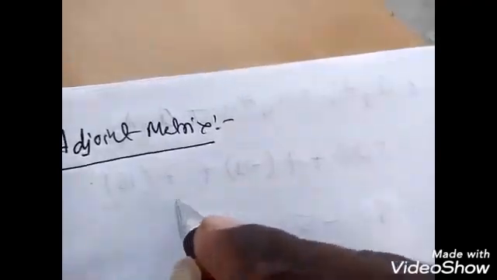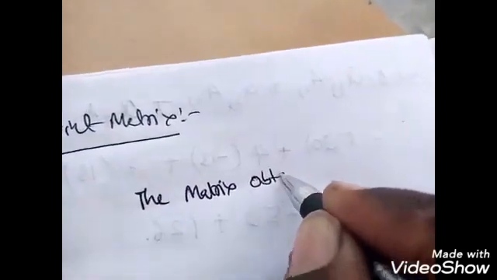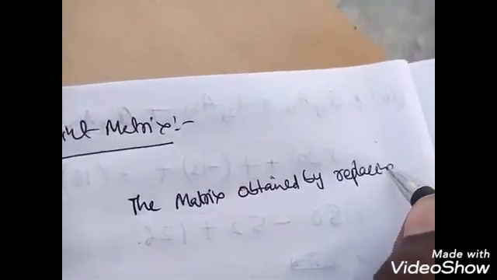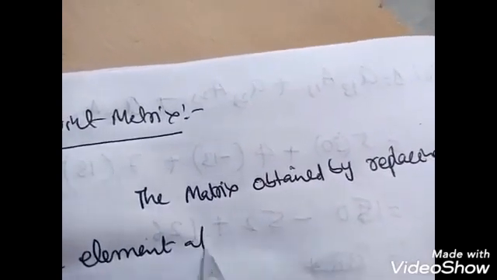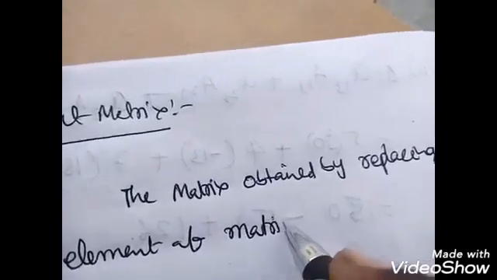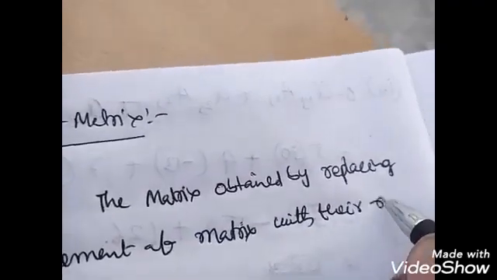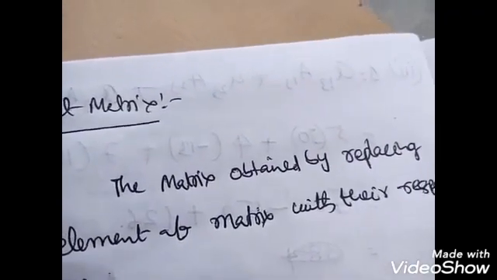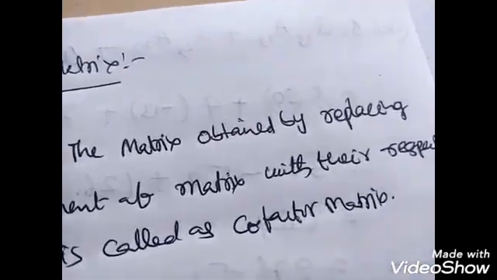The matrix obtained by replacing the elements of a matrix with their respective cofactors is called the cofactor matrix.